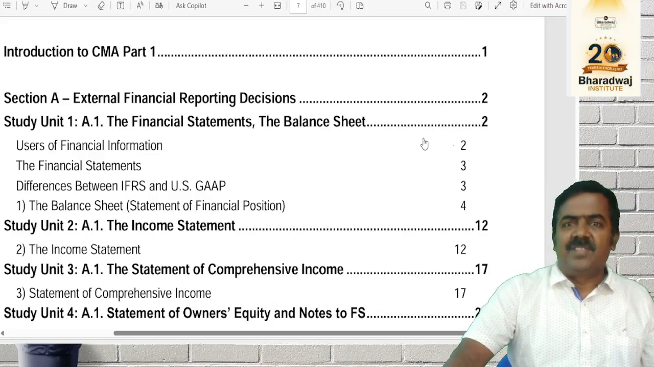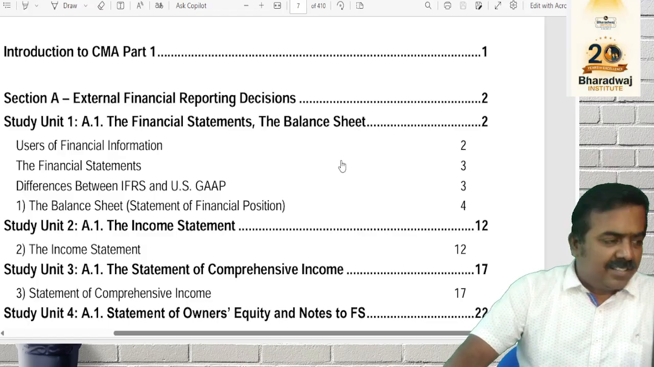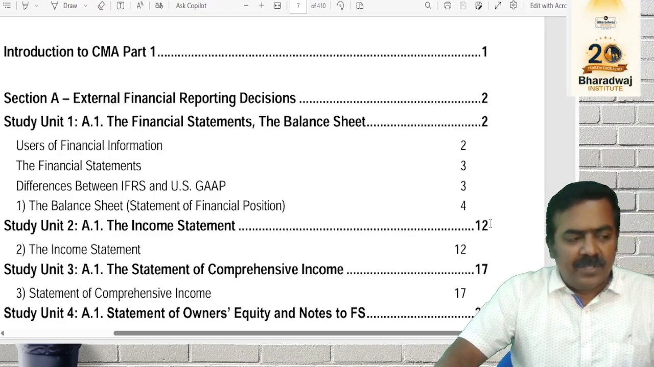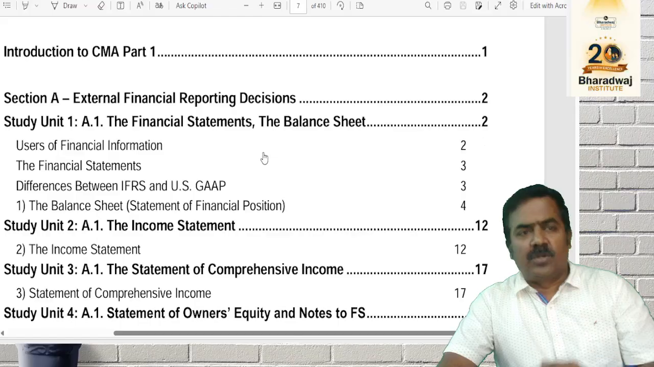Morning. We'll start with section A. Section A, of course, part 1, talks about external financial reporting decisions. Let us see the overview.